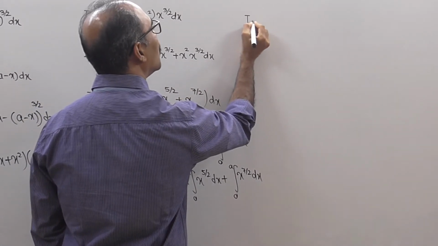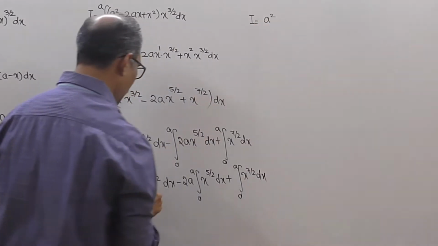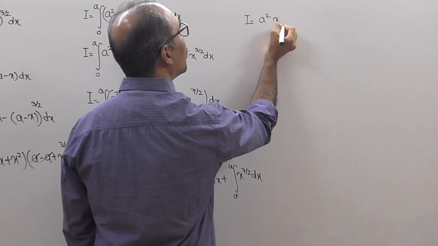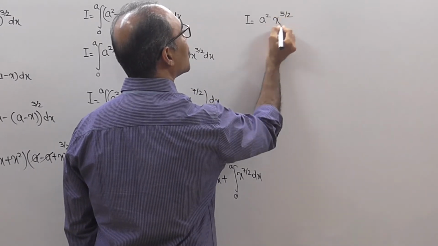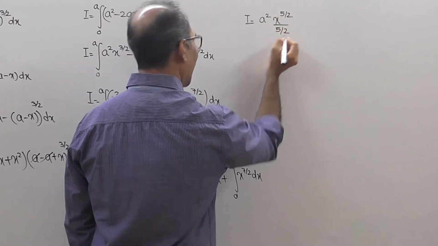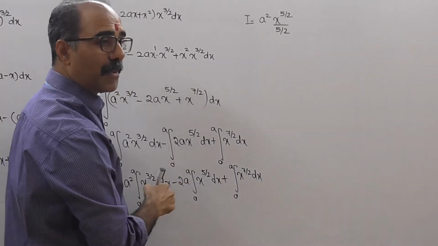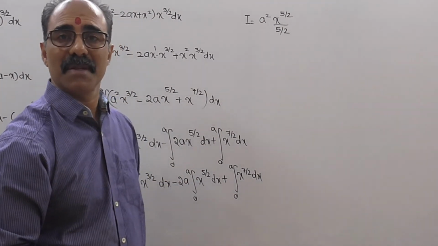So I equal to a square, x raised to 3 by 2 is in the form of x raised to n, so integral is x raised to n plus 1 upon n plus 1, meaning 3 by 2 plus 1 upon 3 by 2 plus 1. 3 by 2 plus 1 is 5 by 2.